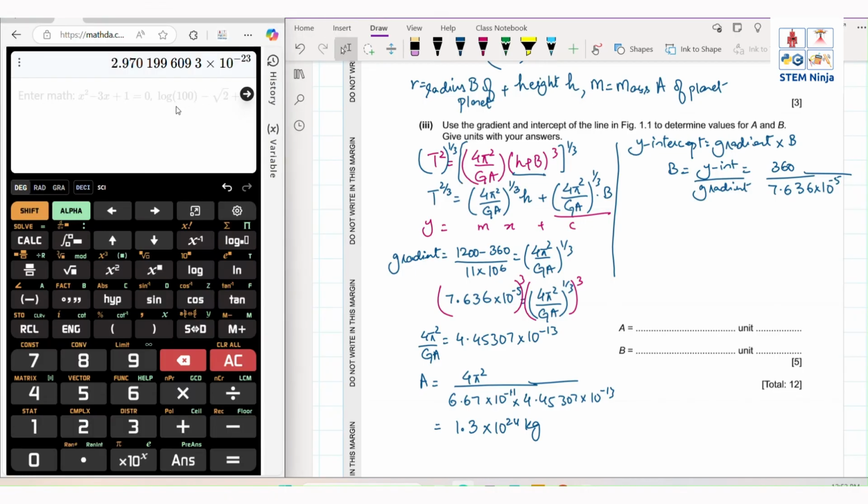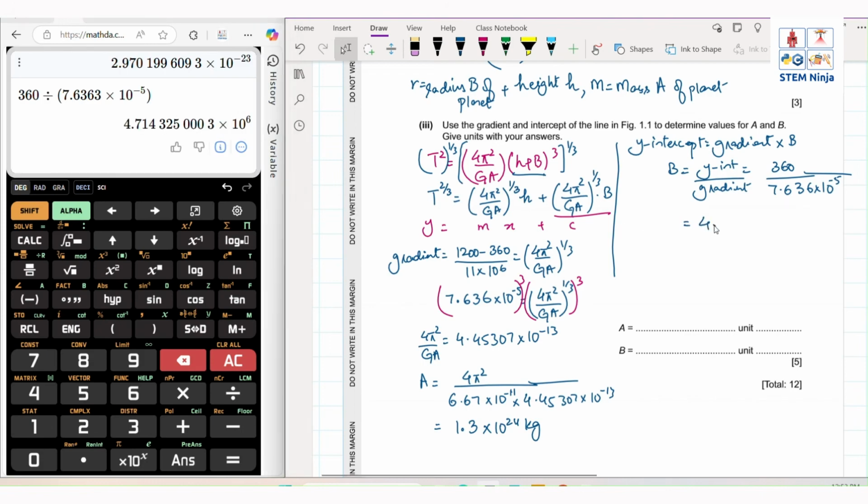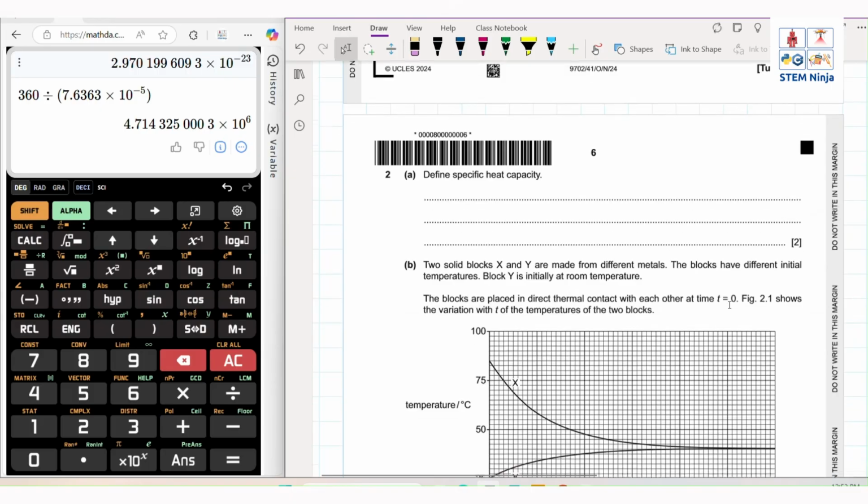So never mind, we can just plug it over here. So 360 divided by 7.6363 × 10^-5. So we get 4.7 × 10^6. This is going to be in meters. So over here we will write 1.3 × 10^24 kg and 4.7 × 10^6 meters. SI units, basically. All right, good. Let's move on to the next question.